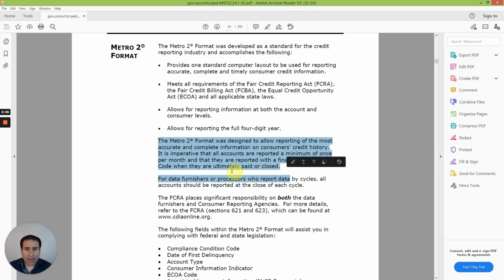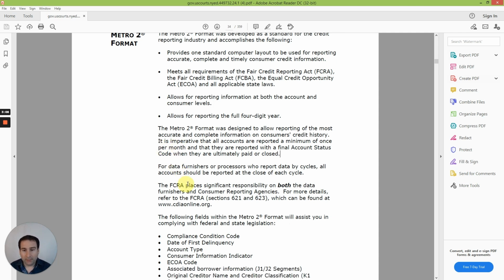The Metro 2 format was designed to allow reporting of the most accurate and complete information on the consumer's credit history. It is imperative that all accounts are reported a minimum of once per month so that they are reported with the final account status code when ultimately paid or closed. Remember, earlier they also said that accurate, complete, and timely and monthly reporting is required. So it is not even just written in their industry standard manual once, but multiple times that the credit account information should be reported at least monthly.